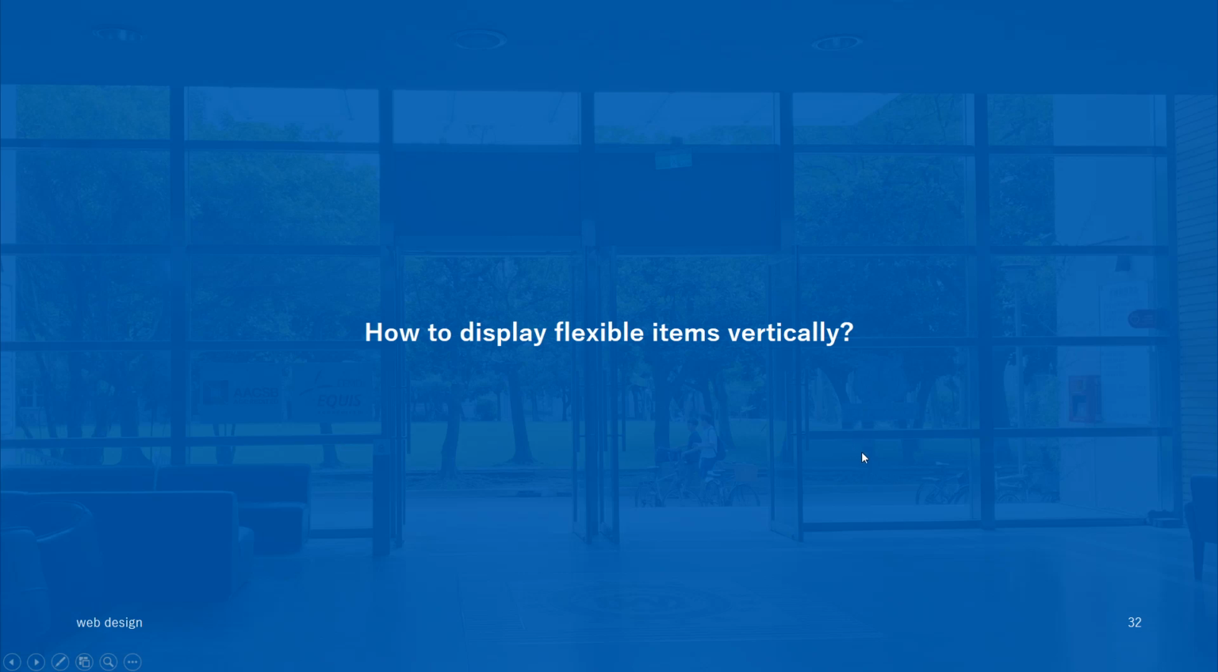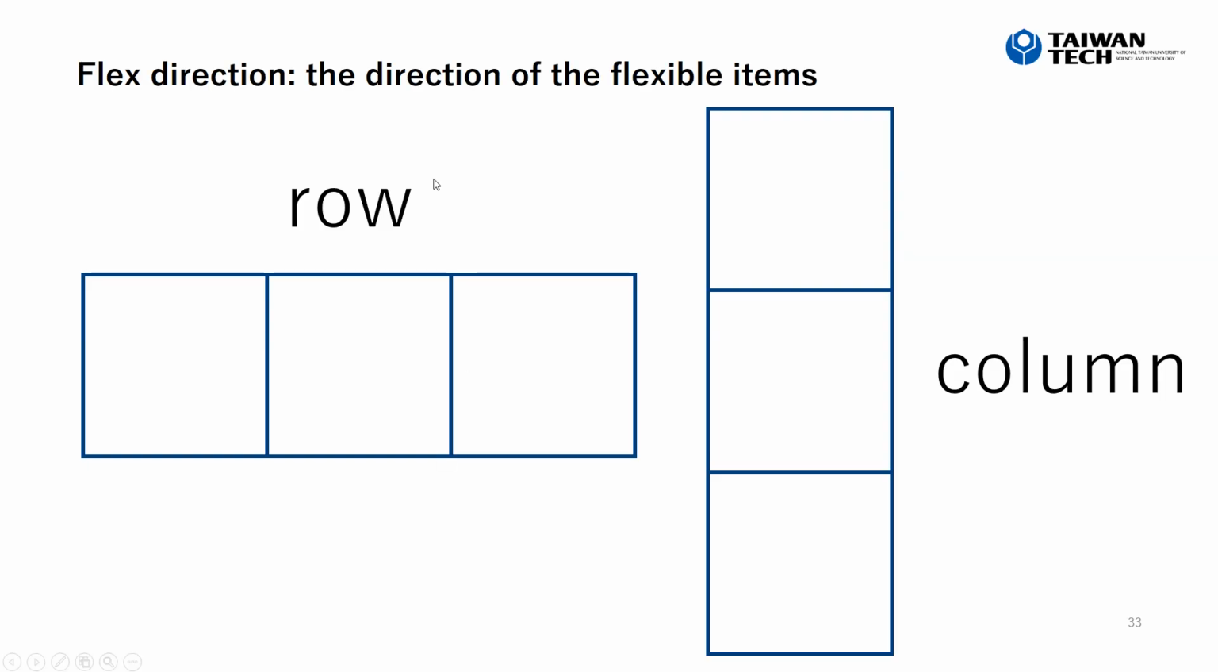And how do we display flexible items vertically? Traditionally, flexible items are horizontal, but we can still make them vertically displayed. You just change the flex direction to column. The initial status is flex direction row, and you can change it to column. So you can change the direction of the flexible items.